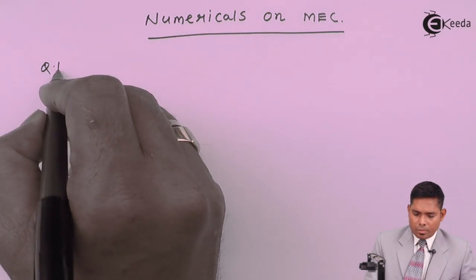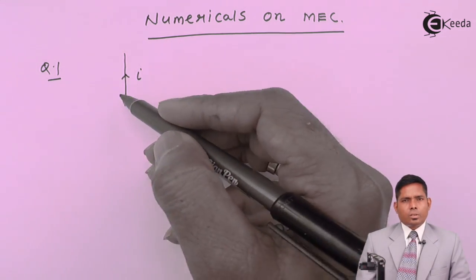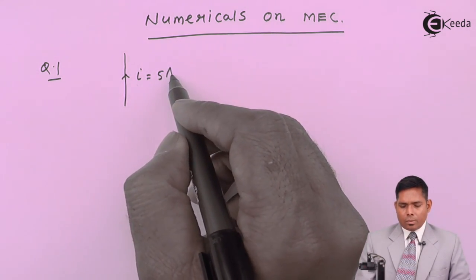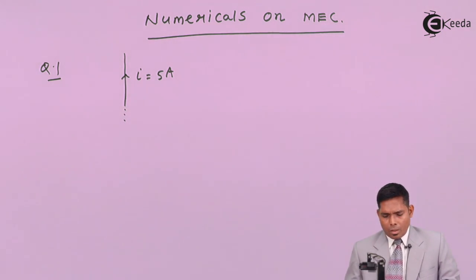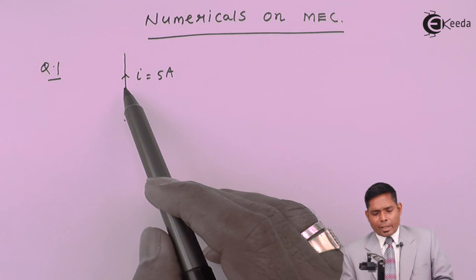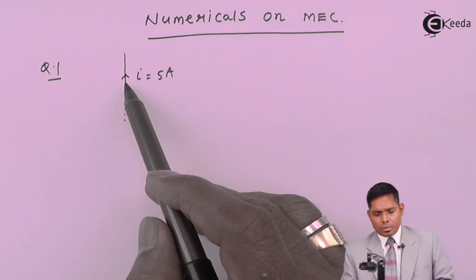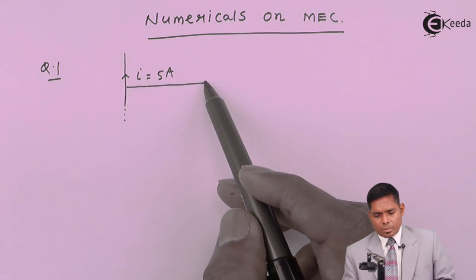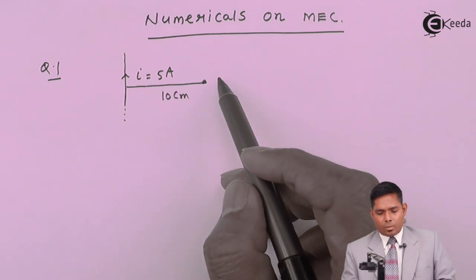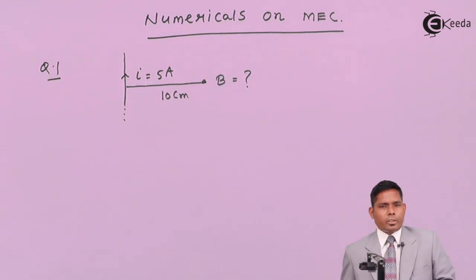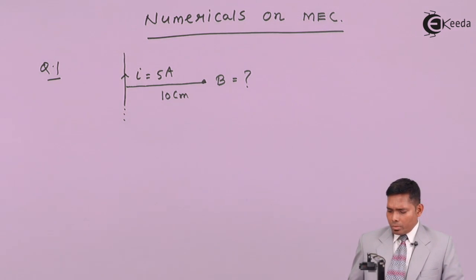Suppose the question number 1. Suppose there is a conductor which is infinitely long and carries a current of 5 ampere. I want to find the magnetic field at a distance of say 10 centimeter from the conductor. Suppose this is a point which is 10 centimeter away. What is the magnetic induction? So this is a question and we have to solve it.